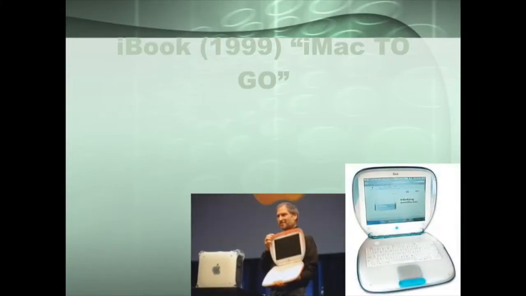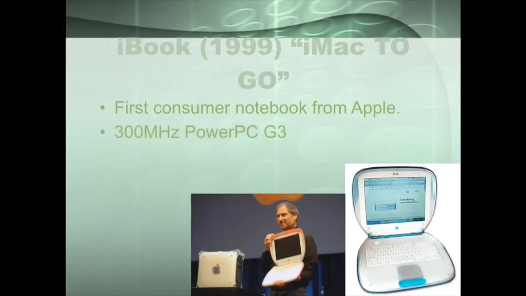Again, iBook, 1999, the two colors of iBook, tangerine and blueberry. I have the orange tangerine color. Again, I actually have that one. First consumer notebook from Apple. 300 megahertz G3, 32 megs RAM, 3.2 gig hard disk, $1,799. Boom. All the information you add in the background. Bingo. That's all you need.